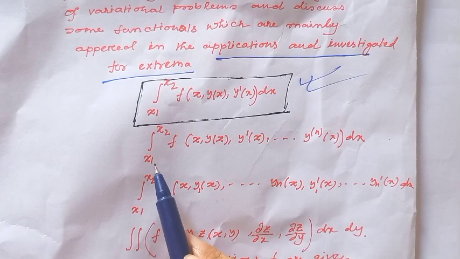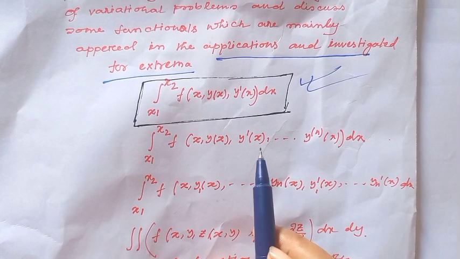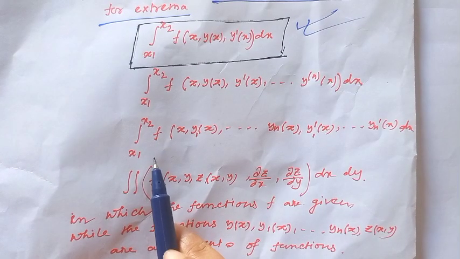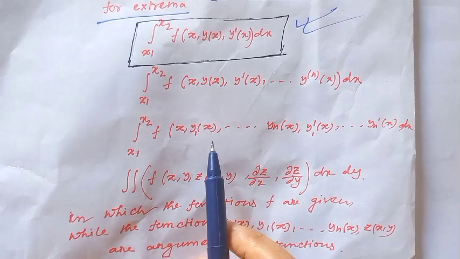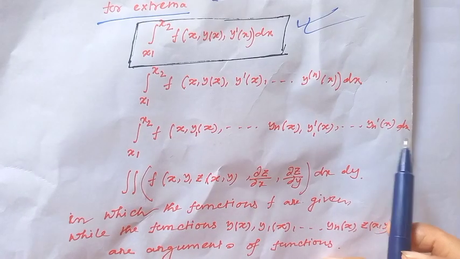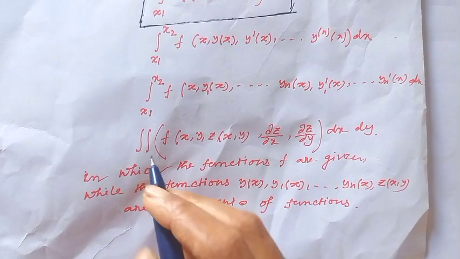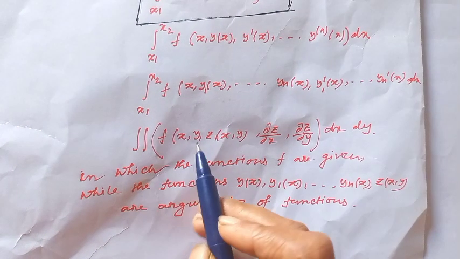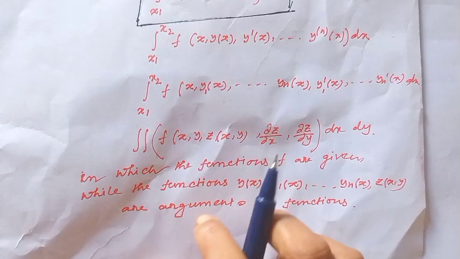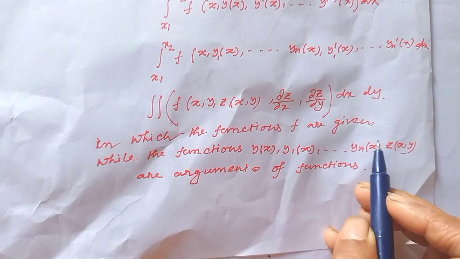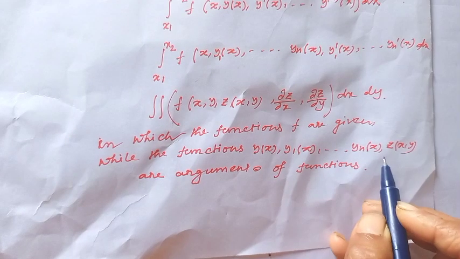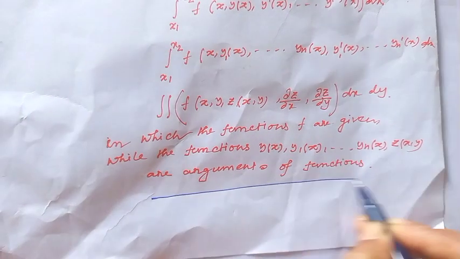Another, it can be integration x1 to x2 f of x, y prime x up to yn x dx, or it can be integration x1 to x2 f of x, y1 x up to yn x comma y prime x, yn prime x dx, or it can be a double integration f of x y z of x y, del z del x, del z del y dx dy, in which the functions f are given while the functions y x, y1 x, yn x, z x y are arguments of functions.